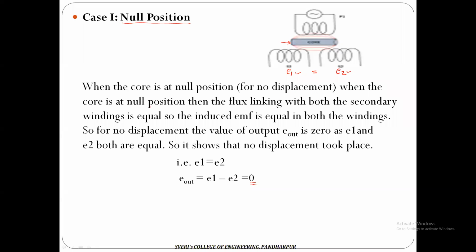When the core is at a null position, then the flux linking with both the secondary windings is equal. So the induced EMF is equal in both the windings. So no voltage is developed, so the output voltage becomes 0 here. Get my point? So the output voltage is not there. So this is called a null position.